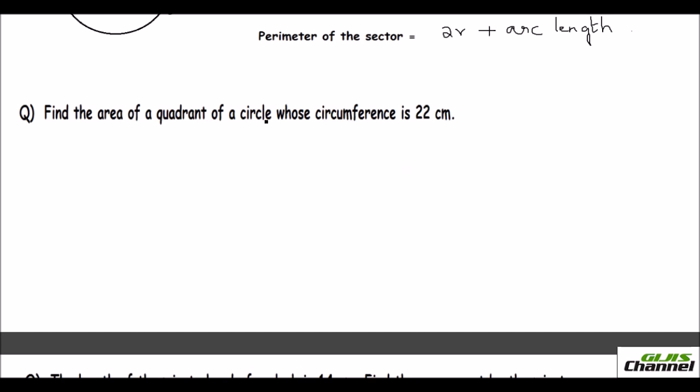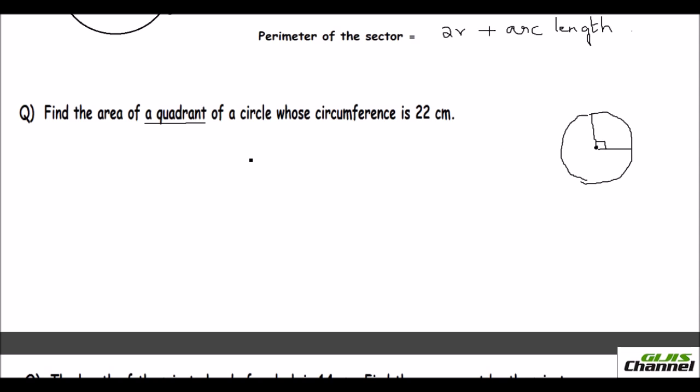Now let us see how it is applied in the problem. Find the area of a quadrant of a circle whose circumference is given. Okay. So you have a circle here. So I roughly draw a circle. So they say it's a quadrant, right? So the sector is like a quadrant. That means it makes a 90-degree angle. Okay. So the angle here is 90.